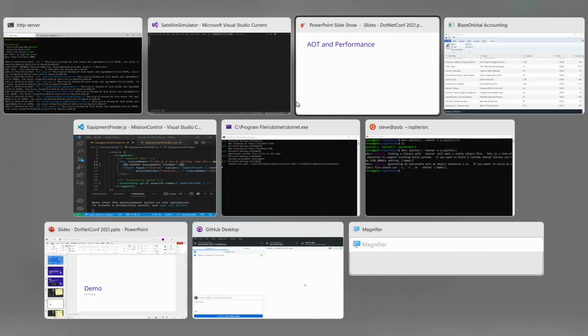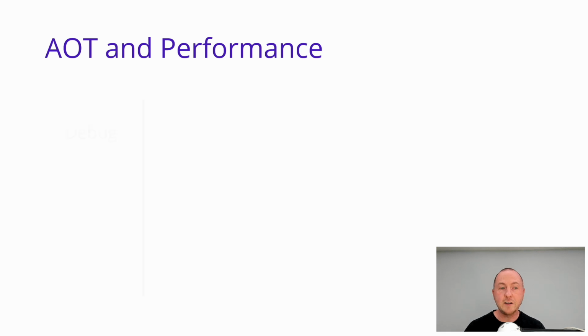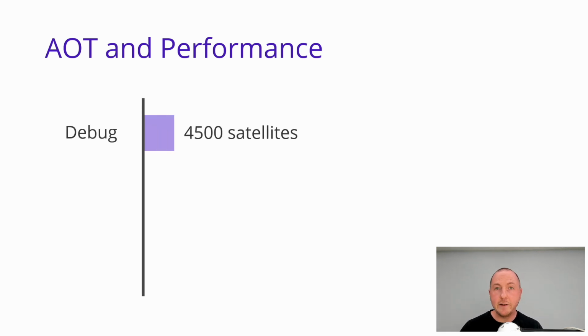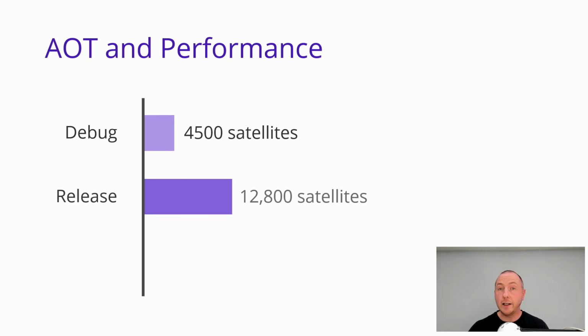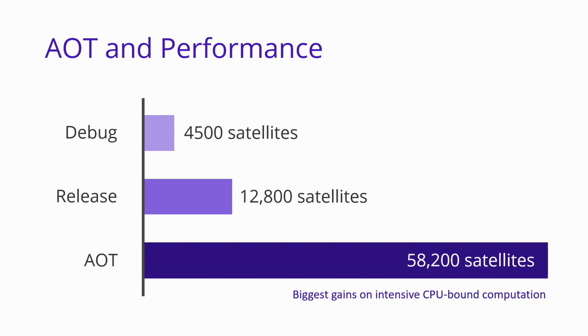Okay, so to really nail this down, I'm going to give you some numbers on graphs. When I tested this earlier today, I measured 4,500 satellites that we could manage in debug build. When I did a release compilation, it more than doubled, which is great. That's still on the interpreter. We were getting 12,000 satellites then. But with the AOT build, we got a whopping 58,000 satellites there. And you will generally see these kinds of massive speed ups when your code is CPU bound.